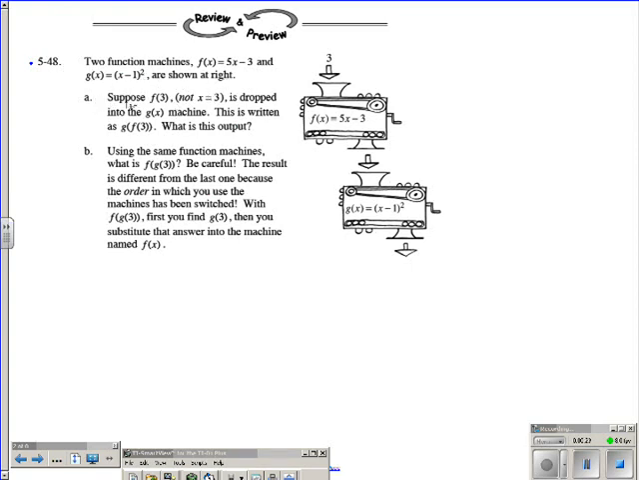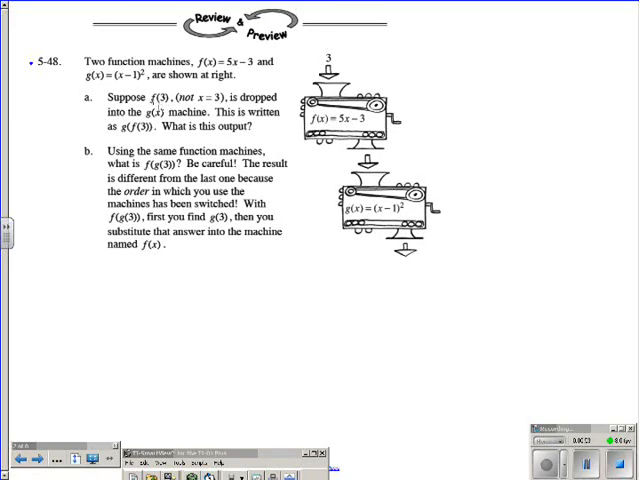Letter A. Suppose the function f of 3, not x equals 3, is dropped into the g of x machine. This is written as the function g of f of 3. What is this output? They're trying to emphasize here, we're not just putting 3 into the function for g of x, we're putting in the output, f of 3.